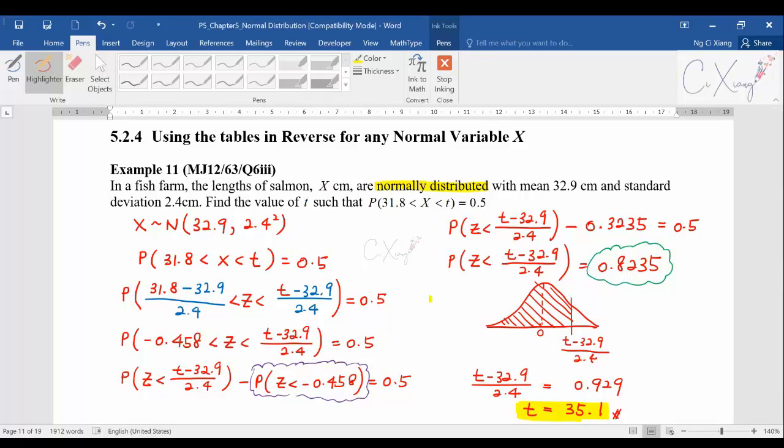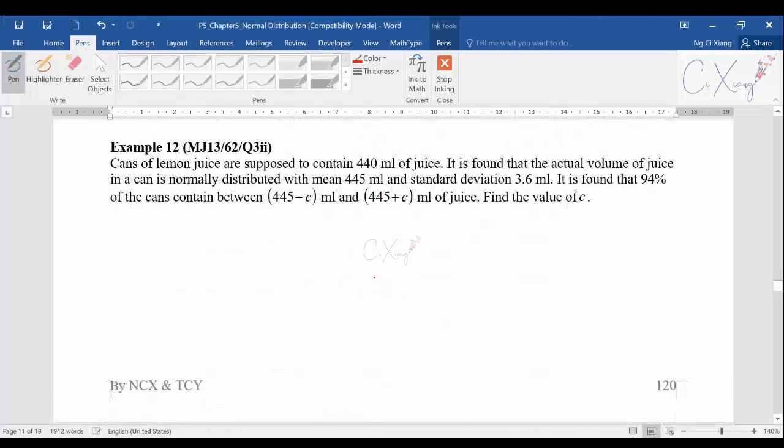For example 12, I will leave it for you to try out because example 12 and 11 are very similar. If you are not so sure for example 12, you can also refer to example 9.5 that we learned in the previous video. The style is more or less the same, although there is no modulus, but when you want to solve and get the values for these two, they are almost the same as 9.5. The answer that you will get should be C equals 6.77.